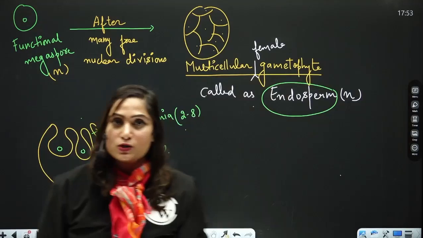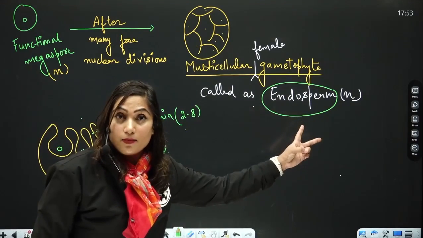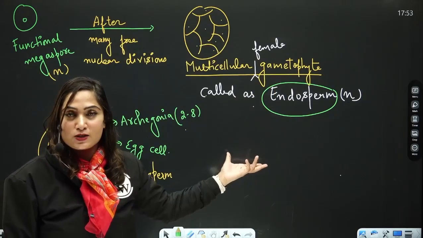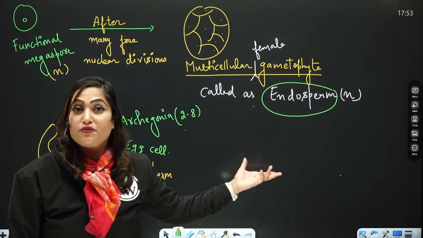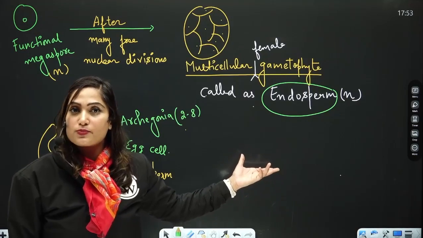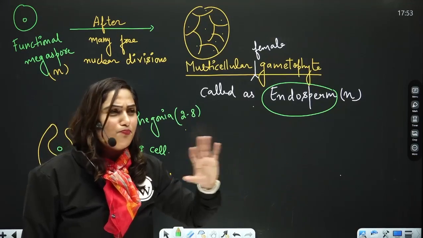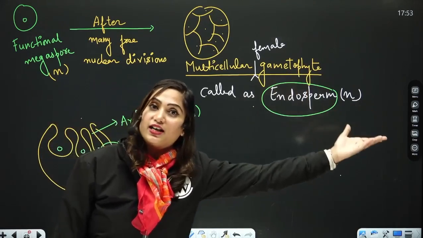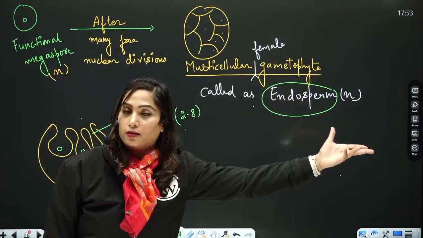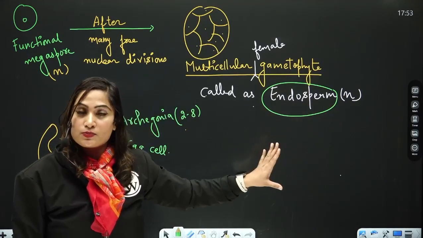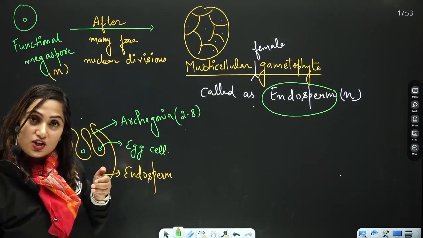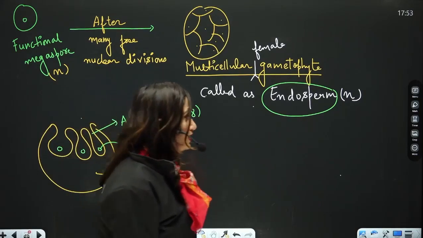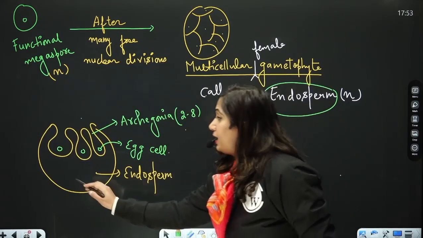So in gymnosperms, the endosperm is formed from the megaspore, and this multicellular structure formed from the megaspore is called the endosperm, which is another name for the female gametophyte. Do not confuse this endosperm with the endosperm of angiosperms. Just opposite. In angiosperms, endosperm forms after fertilization, and that is triploid, right? But here in gymnosperms, it is formed before fertilization and is haploid and is called the female gametophyte. Clear?